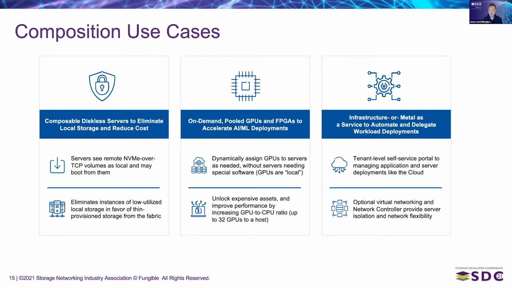And then we talked about infrastructure moving to a cloud-like consumption model, or a cloud operating model, where we're talking about bare metal as a service or infrastructure as a service to automate and delegate all of your workload deployments, right? So we want infrastructure folks to get out of the delivery chain for IT services, right? And we want to focus on other things. And we want to provide resources to our tenants or our customers, let them run, right?